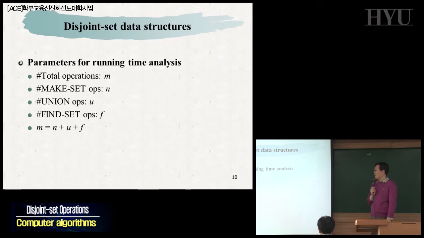Okay, first I'll introduce some parameters for running time analysis. The number of make set operations is denoted by n, and the number of union operations is denoted by u, and the number of find set operations are denoted by f. And the sum of these operations are denoted by m, which is the number of total operations.